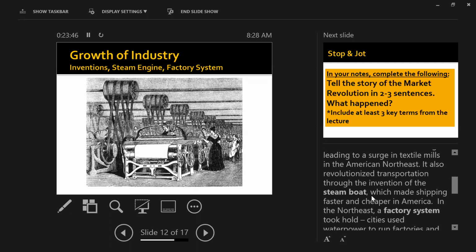And the steam engine also led to the invention of the steamboat. So again, this led to the invention of the steamboat, which made shipping faster and cheaper.